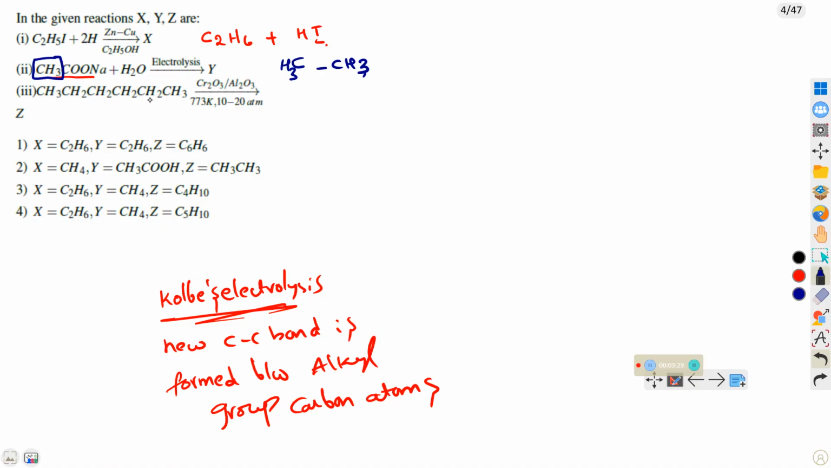After that, this is Cr2O3 aromatization. In the aromatization process, n-hexane undergoes aromatization, then it gives benzene. Based on that, the first option is correct.